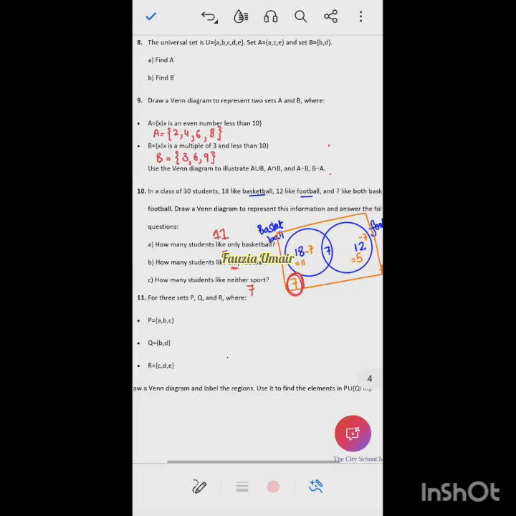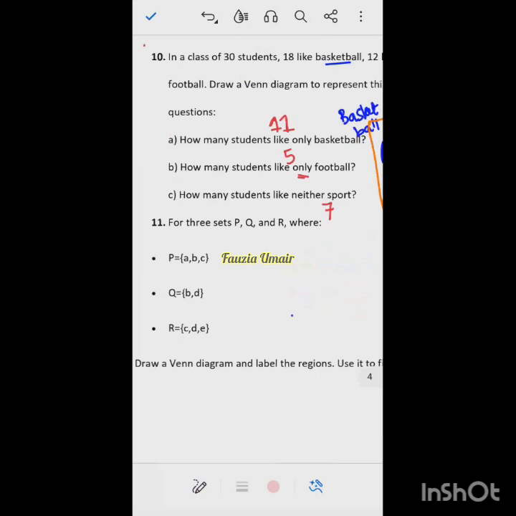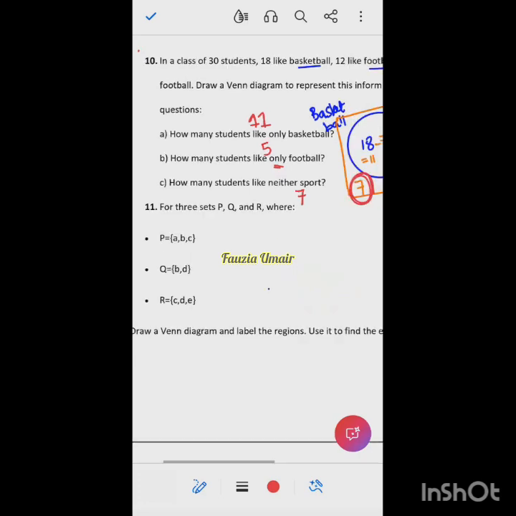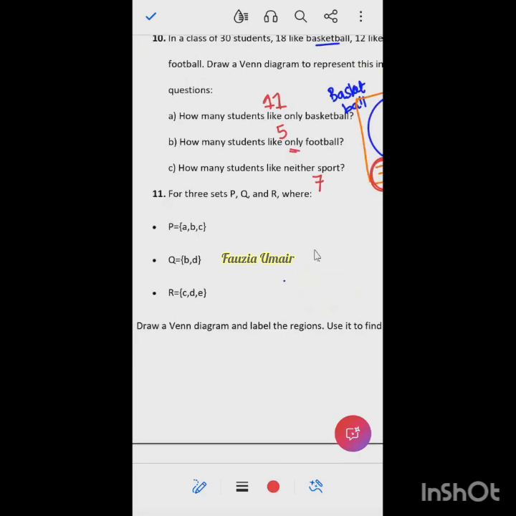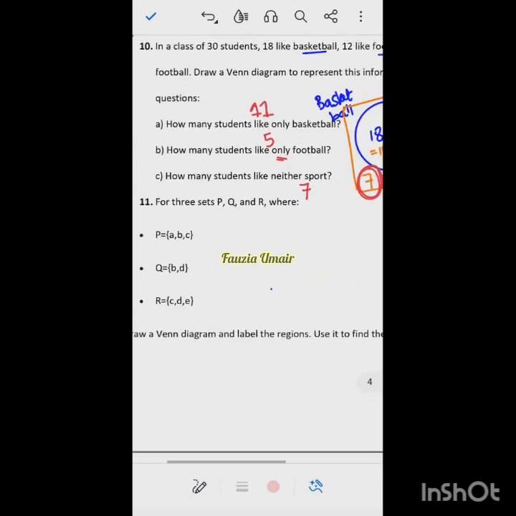Now moving on to the 11th question, the last question of this worksheet. For 3 sets P, Q, R, where P is equal to {A, B, C}, Q is equal to {B, D}, and R is equal to {C, D, E}. So now this is very important. We need to draw the Venn diagram, label the regions, and use it to find the elements of this operation. We will do it later on. First of all, we need to see what kind of relation these three sets are having, right? So what do you say?